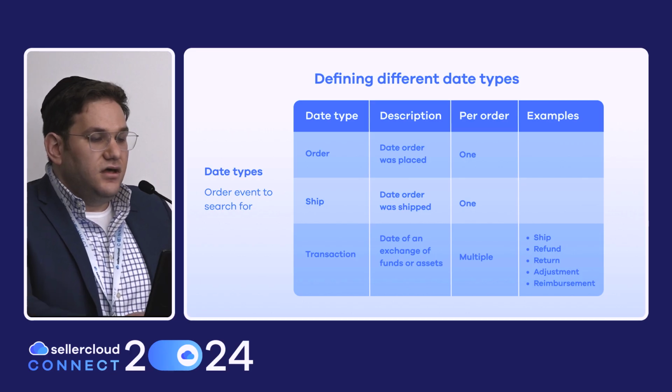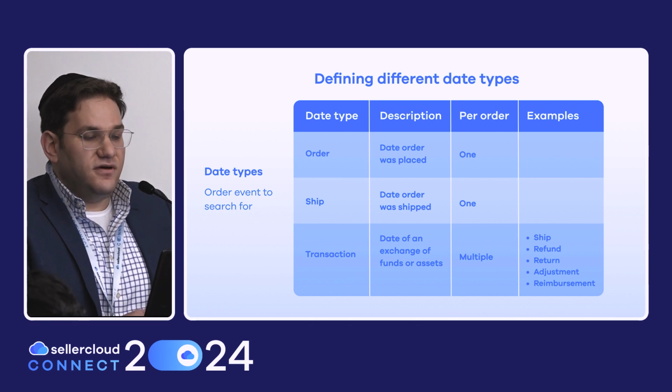Even if you have something in a transaction that happened at a later date, it will show up on the record, on the report that you run. I'll show you an example of that in a second. And then you have ship, and then you have transaction.